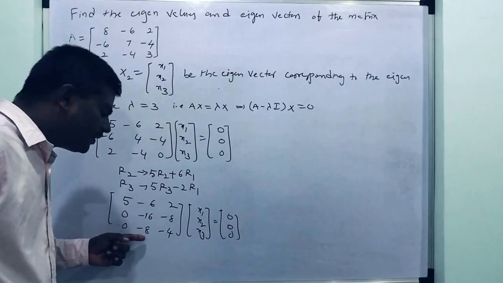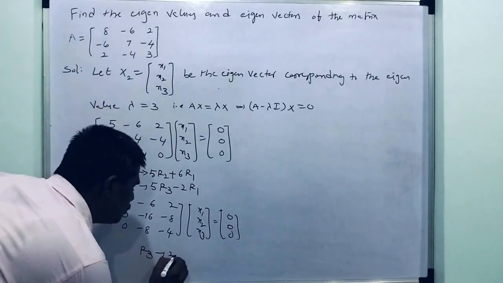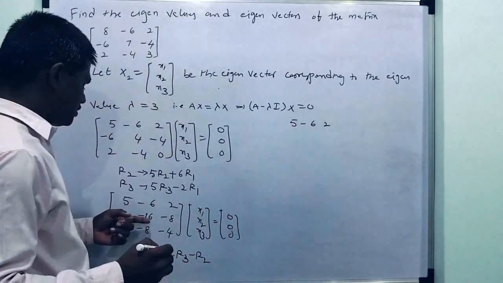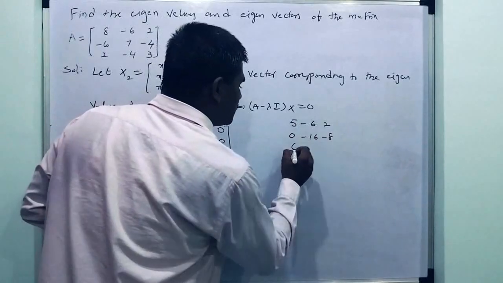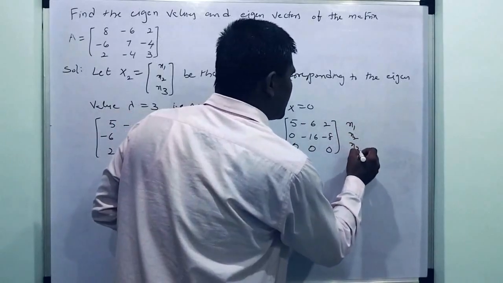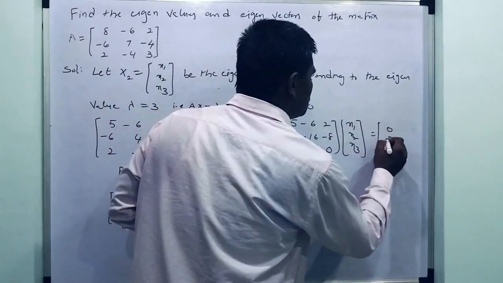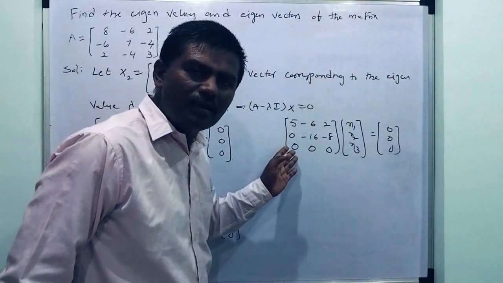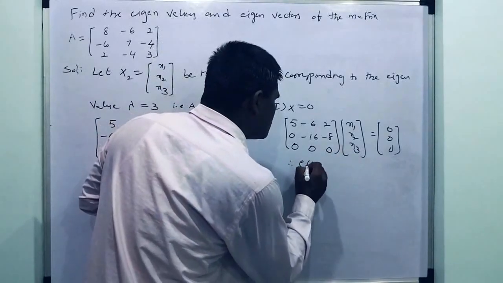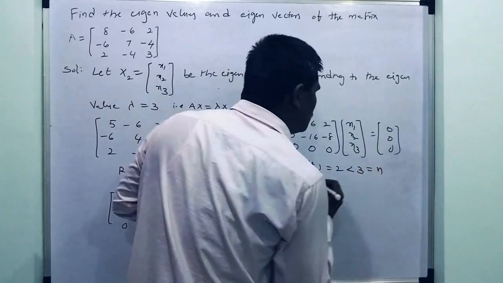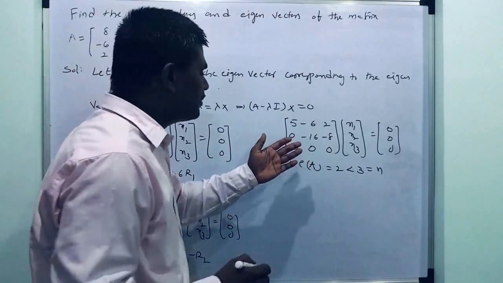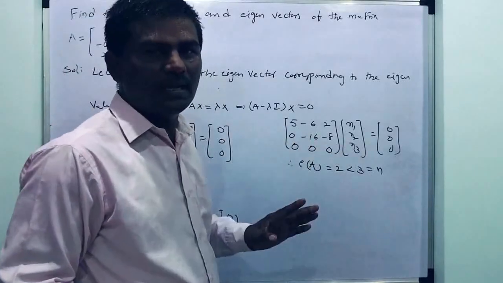Now use this element to make this one as 0. R3 tends to 2R3 minus R2. Then 5 minus 6, 2, 0 minus 16 minus 8 and this row becomes 0 into x1, x2, x3 equal to 0, 0, which is in echelon form again. So the rank of the matrix is 2 and the number of unknowns are 3. Therefore, rank of A is equal to 2, less than 3 which is equal to n. That means the system has infinitely many solutions and n minus r, which is 3 minus 2, one linearly independent solution.